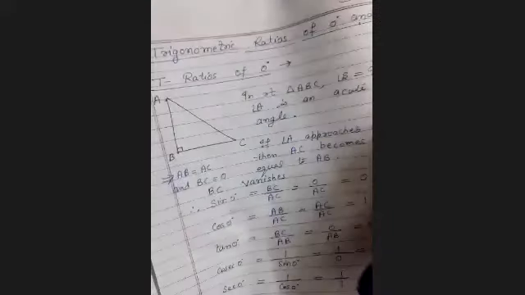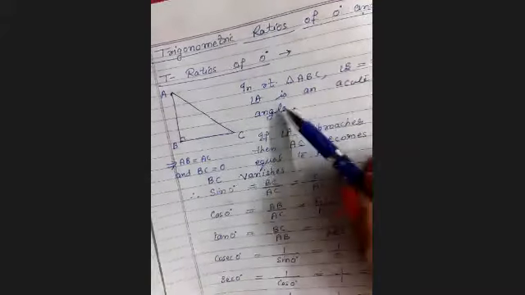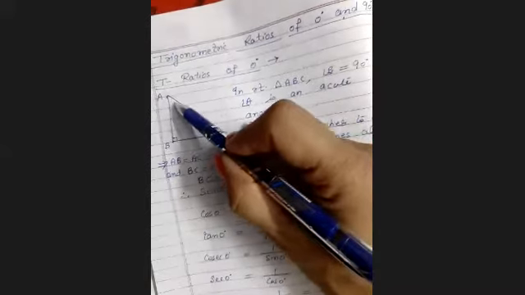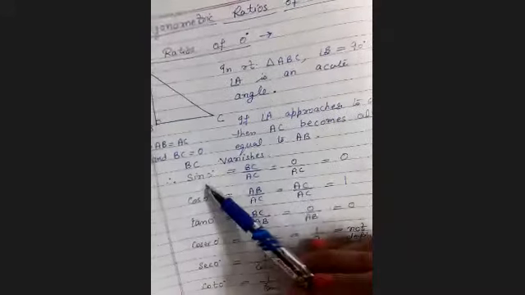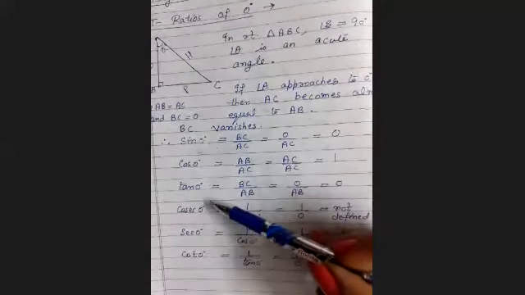If you want to find out T ratios of 0 degrees, in this right triangle, angle B we are taking as 90 degrees, angle A is an acute angle, and if angle A approaches 0, means if this angle becomes closer to 0, this side will become like this, and it will become approximately equal to AB. Means AC becomes almost equal to AB, and BC vanishes, means BC will become 0. And if you want to find out sine 0 degrees, as this angle becomes 0 degrees, this will become the perpendicular, this will become the base, and this will become the hypotenuse.